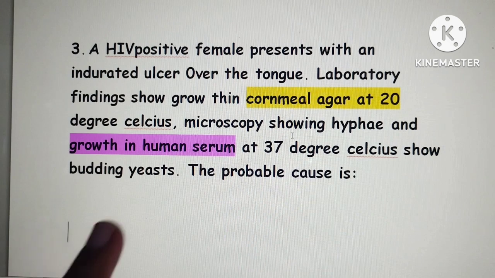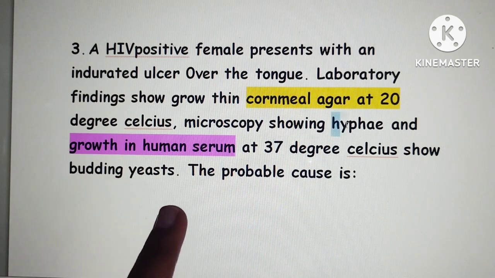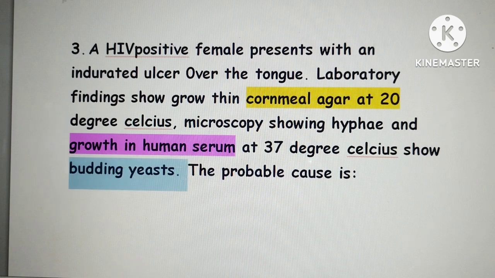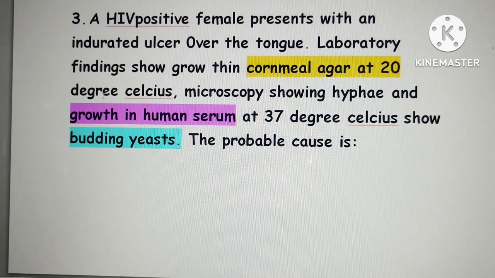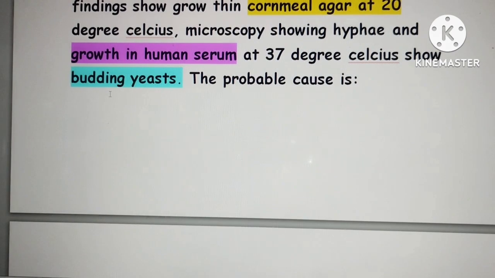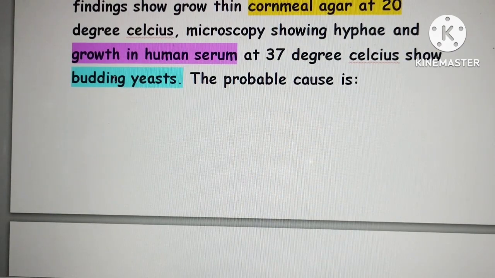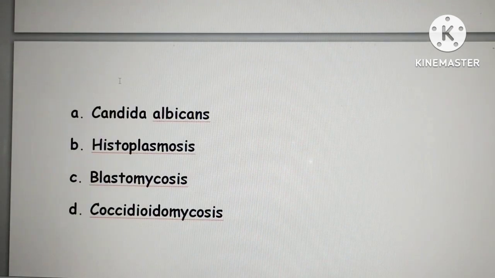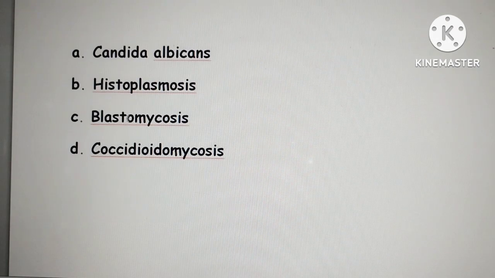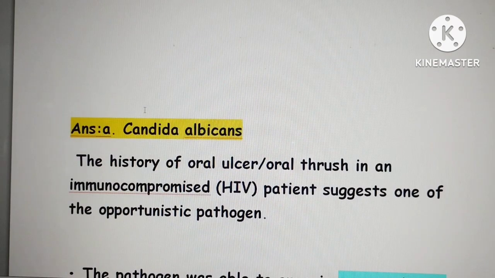Next, there is hyphae in the human serum, and there are budding yeast cells. Growth in human serum is nothing but the germ tube test, also called the Reynolds-Braude phenomenon. Germ tube test is positive for Candida albicans. So from the clues we can make out it is Candida albicans. One clue is cornmeal agar, second is growth at 37 degrees Celsius in the germ tube test.